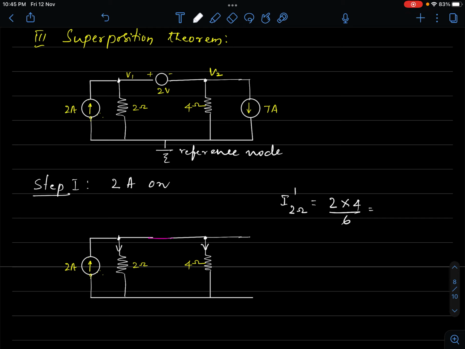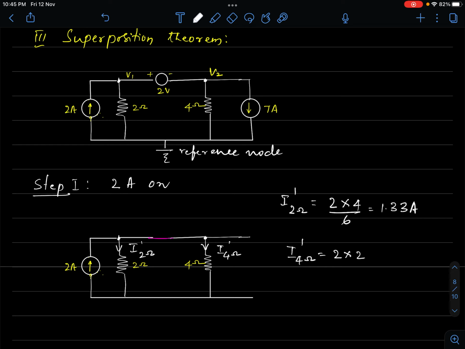I'll just take the help of my calculator so that I can put the values. Okay, this is 8 by 6, right? This is 1.33 amperes. Okay, so this is I 2 ohm dash. This is I 4 ohm dash. So what is this I through 4 ohm dash?